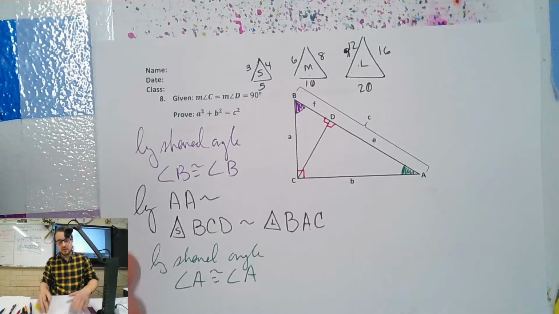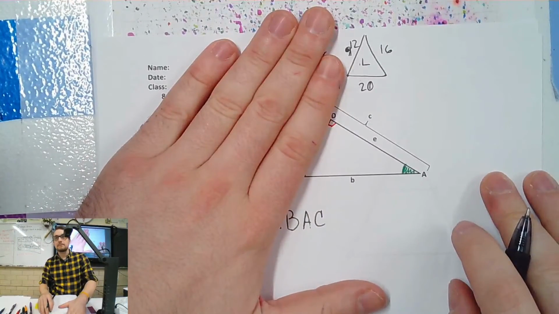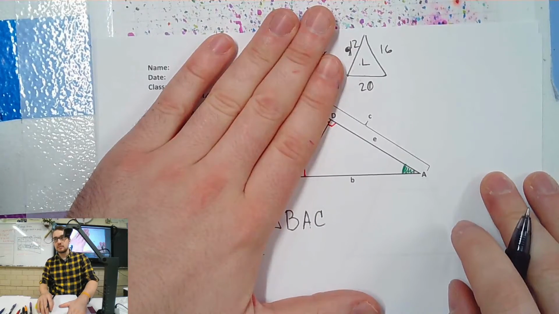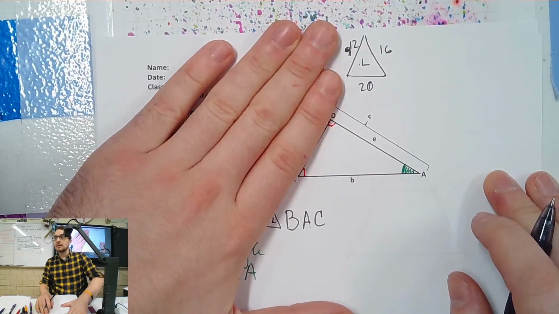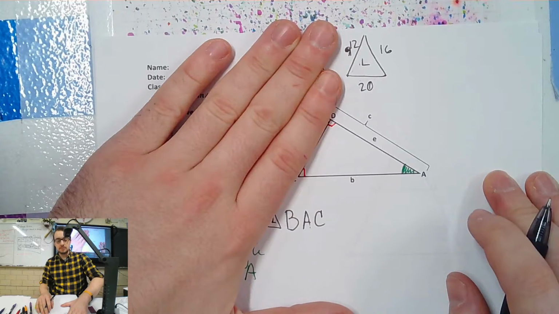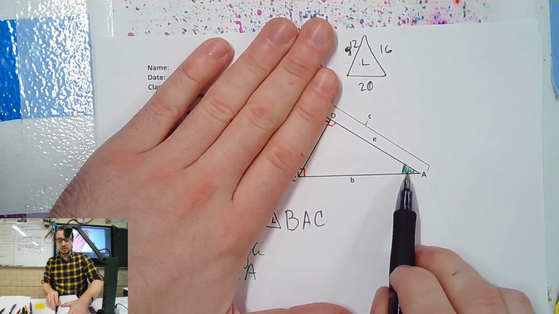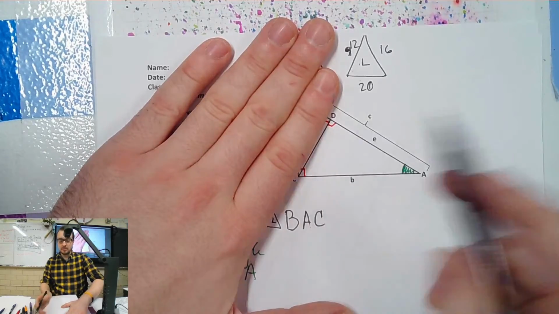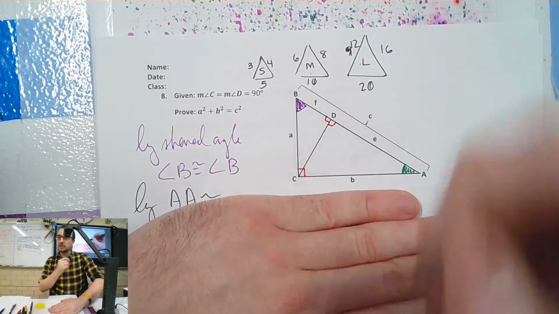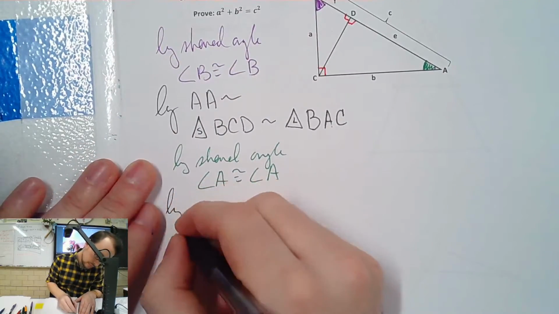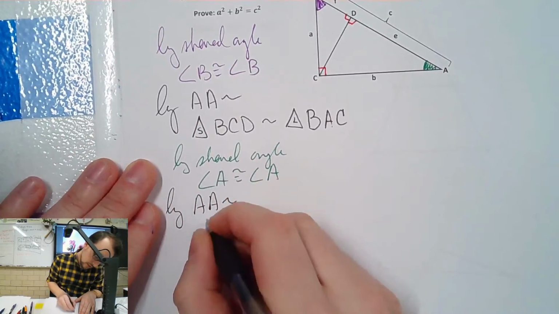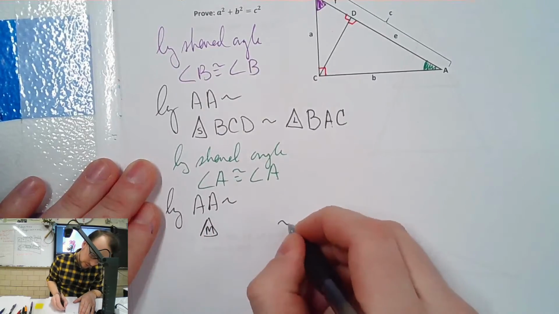What can we say about the medium and the large triangle now? Are they similar? How do you know? Don't they have two angles that are the same? Green and right. Green and right. So by AA, they're similar. Okay, similarity. The medium triangle is similar to the large triangle.